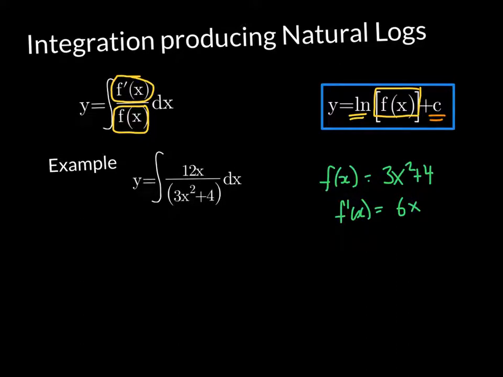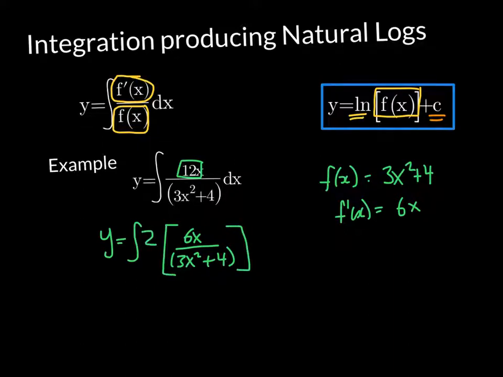So in order for us to use this rule of integration, what we can say is that y is equal to the integral of 6x divided by 3x squared plus 4, but in the original example we have 12x, so we have to account for that 12. So essentially what we do is we say that, okay, if we multiply that 6 by 2, then we get our 12. So that's an equivalent way to write this expression for y.